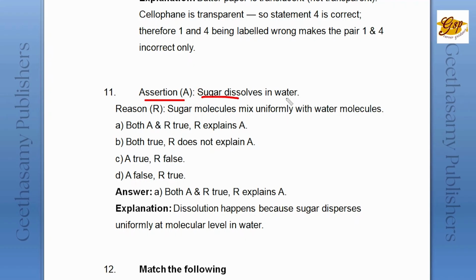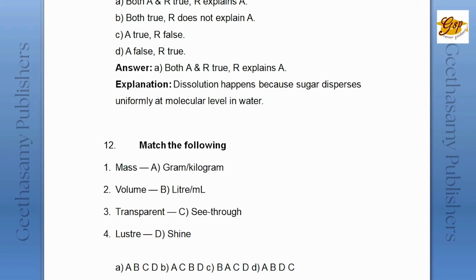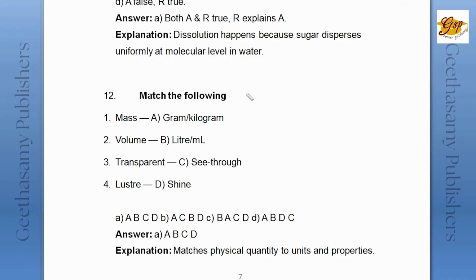Assertion: sugar dissolves in water. Reason: sugar molecules mix uniformly with water molecules. Options: both A and R are true and R explains A; both are true but R does not explain A; A is true and R false; A false and R true. The correct answer is both A and R are true and R explains A. Explanation: dissolution happens because sugar disperses uniformly at the molecular level in the water. Fine. Next is the 12th question.